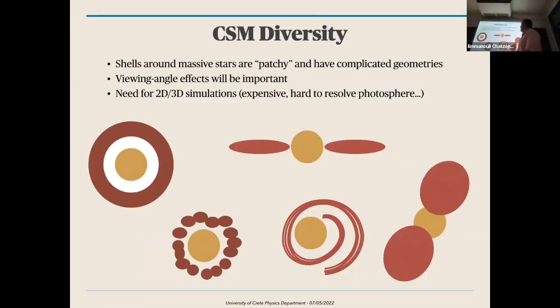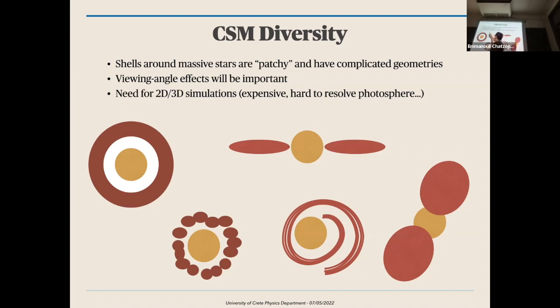So when you're thinking about circumstellar environments around massive stars, you can literally have anything you want. It's a zoo. You have all kinds of environments ranging from shells to disks, to clumpy rings, to spiral-looking things, to bipolar nebulae like Eta Carina. You've got all kinds of geometries. So the problem is inherently three-dimensional. Traditional spherically symmetric thinking need not apply in this situation.